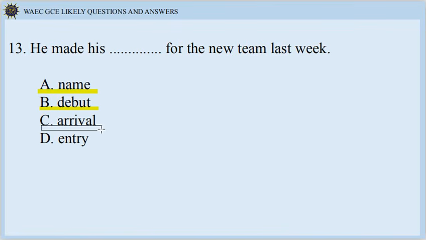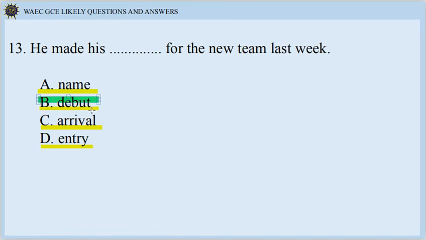Arrival in option C means the act of coming to a place. Entry in option D means the act of going into a place. Since in this question we are talking about the first appearance of that person for the team, then the correct option is debut in option B. He made his debut for the new team last week.